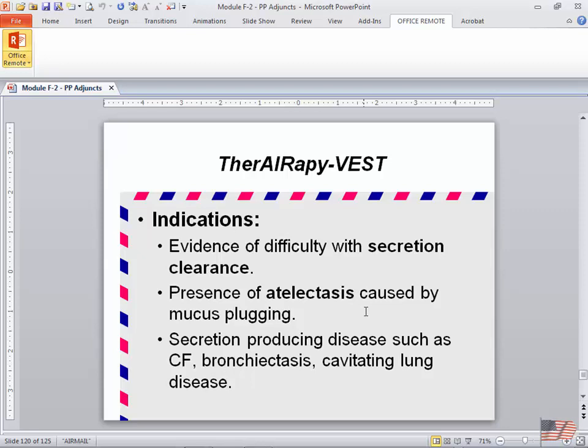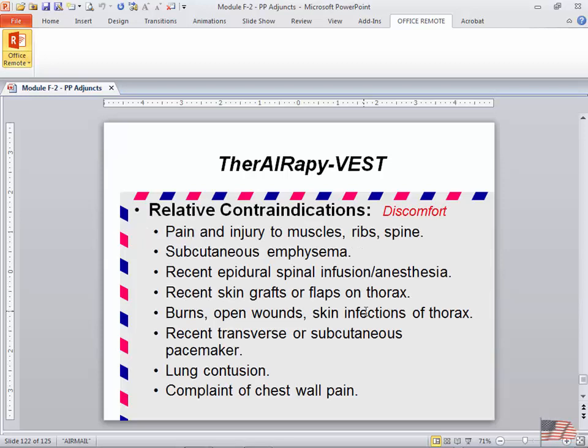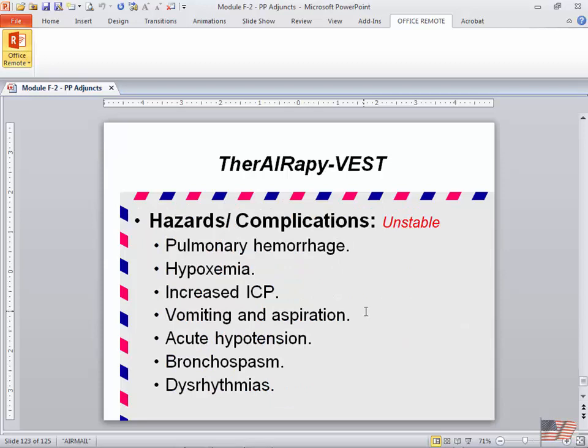Indications whenever you have patients who have difficulty secretion clearance, cystic fibrosis, bronchiectasis, and they have presence of atelectasis secondary to them, mucus plugging. We talked about some of the other diseases there. Absolute contraindications: patients who have injuries or hemorrhaging or hemodynamic instability, again, in the home that wouldn't be an issue. Relative contraindications, you can see they're pretty much obvious. Some hazards that can occur, although they're very rare.